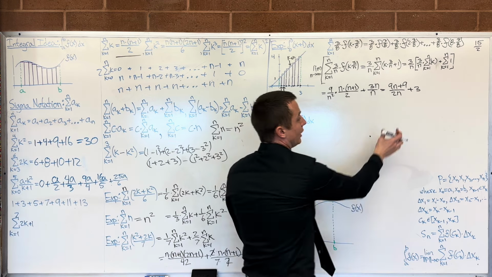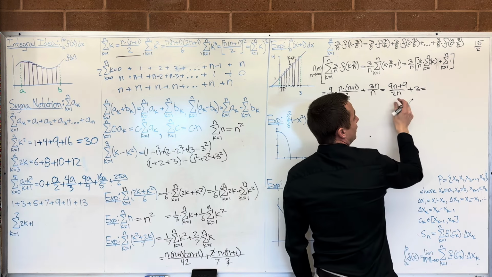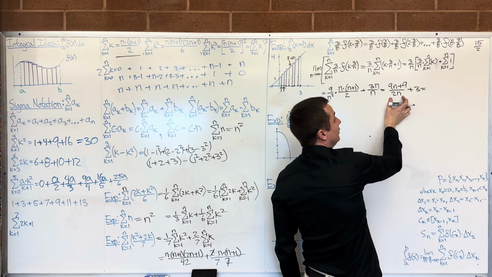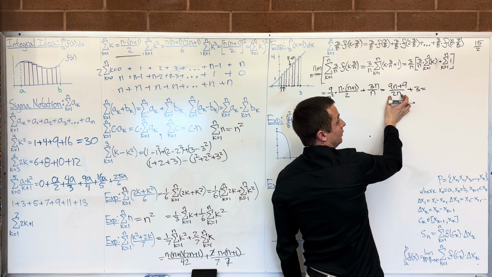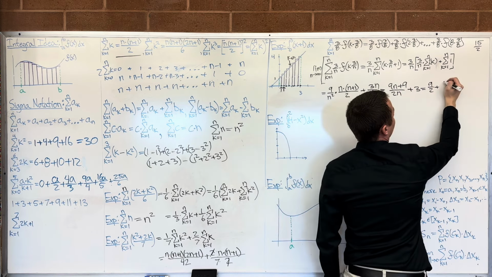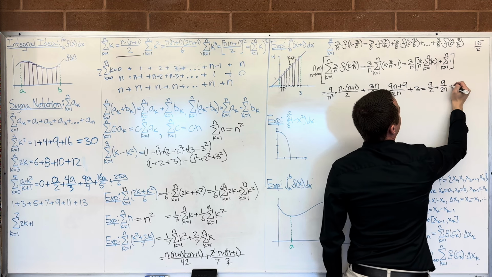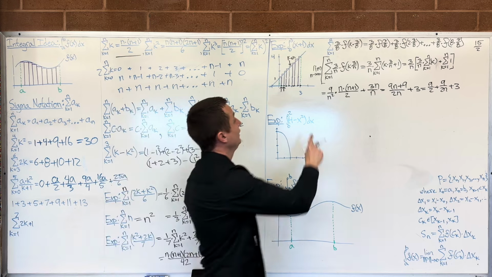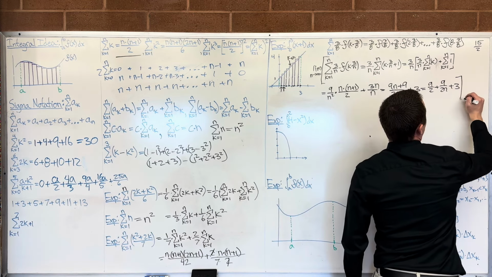Now, I'm going to split this up into 2 fractions. So 9n over 2n is the same thing as 9 halves, plus, this is still 9 over 2n, plus 3. You with me? Now, we're taking the limit as n approaches infinity, so let's take our limit now.